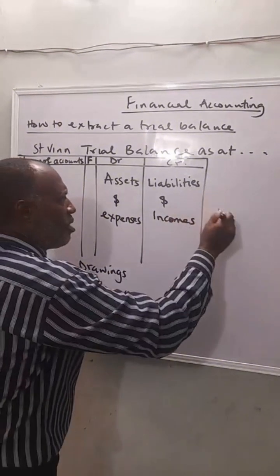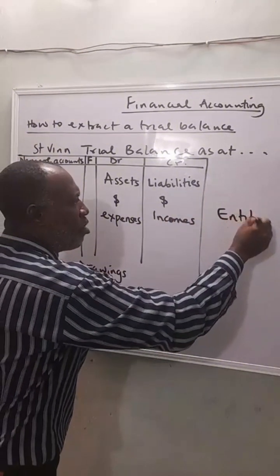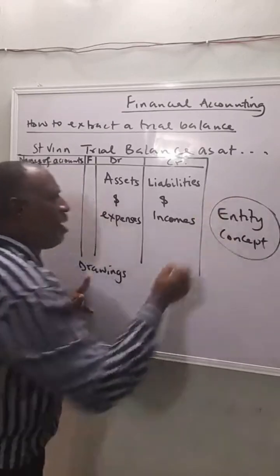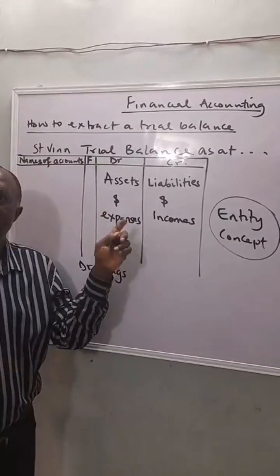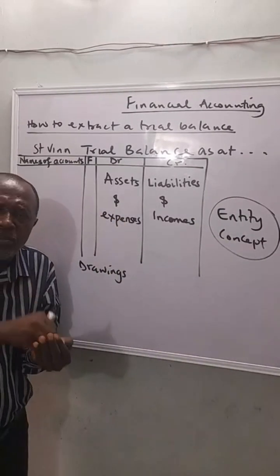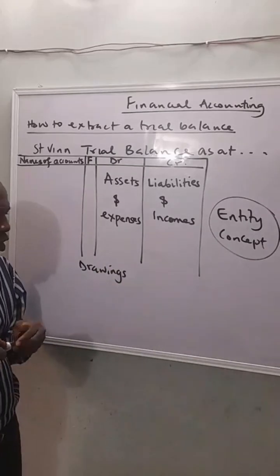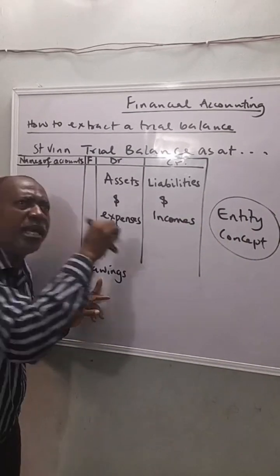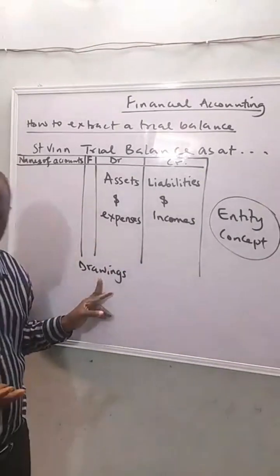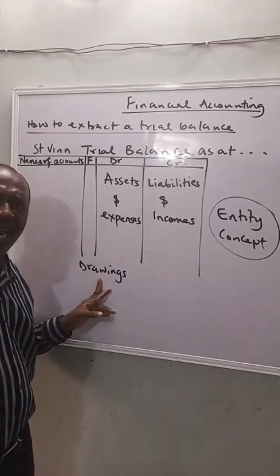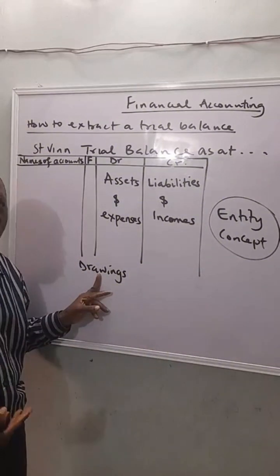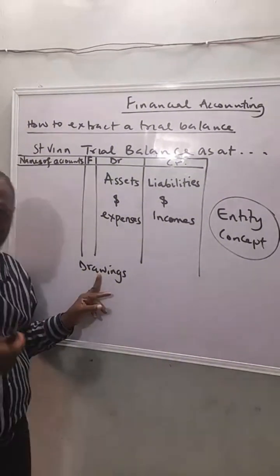Remember, in accounting, there's what we call the entity concept. The entity concept simply means there is a separation between the owner of the business and the business. So as the owner of the business, you should not just be taking money from the business at will. You should have your own salary. And that's why when you have your own salary, in most cases, drawings will not occur, because drawings is indiscipline.